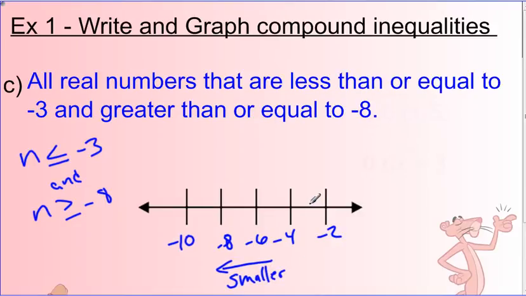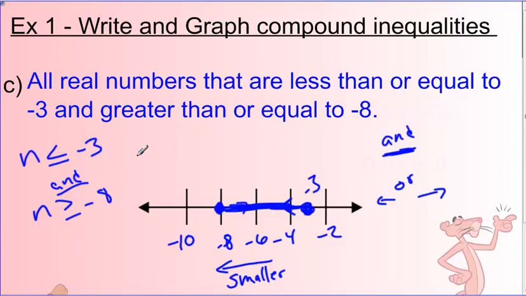So -3 is right there. We need a solid dot. -8 is right there. We need a solid dot. And "and"s usually mean we're going to be shading in the middle. Ands you shade in the middle, ors you shade on the outside, usually. But let's double check it. We need less than -3, so to the left of -3, this way, greater than -8, and it checks out. This was an "and" and we shaded in between.